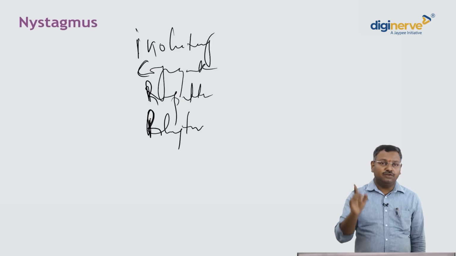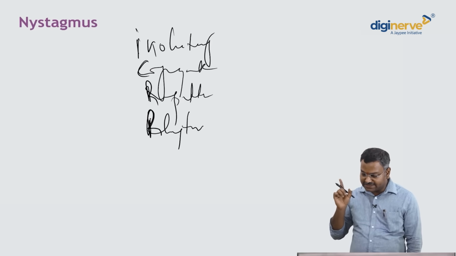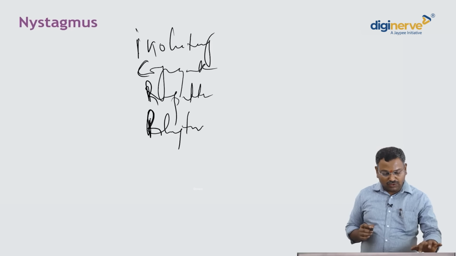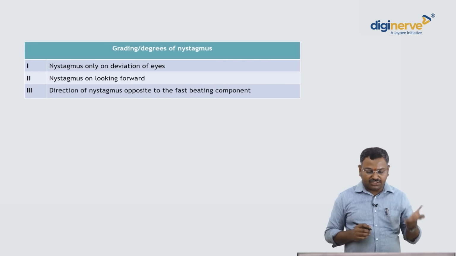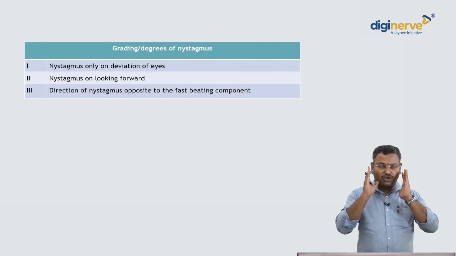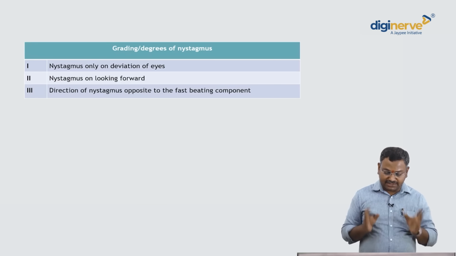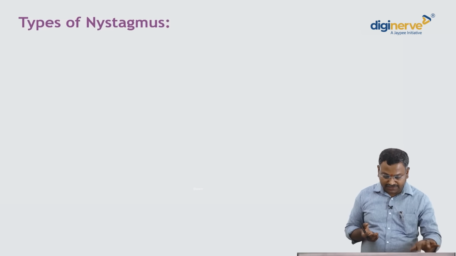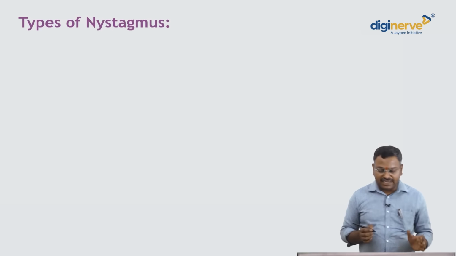You will look in all 4 directions, keeping each direction for not more than 5 seconds, and see all the movements. So we have the grading of the nystagmus. Nystagmus only on deviation is grade 1. Nystagmus in primary position looking forwards is grade 2. And nystagmus direct opposite to the gaze is grade 3. Various types of nystagmus could be there.